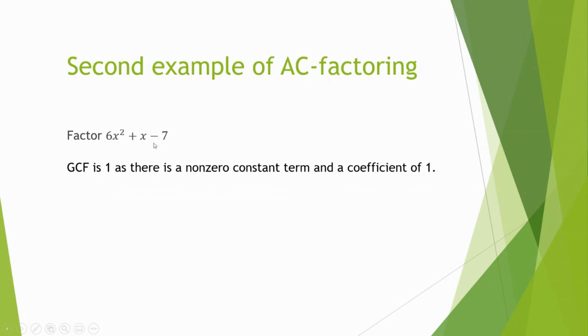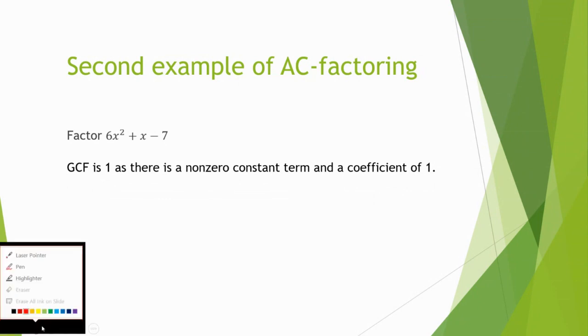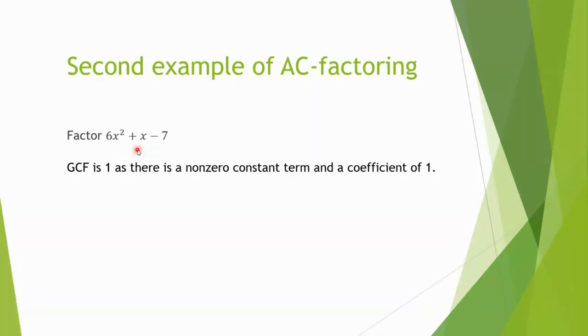Not only that, since there's a coefficient of 1, the only factor in common among 6, 1, and 7, that is the only factor in common among the coefficients, and the constant term is 1. I hope that makes sense what I just said. But basically, you can't factor out the GCF, is what I'm trying to say. Because it's just 1.